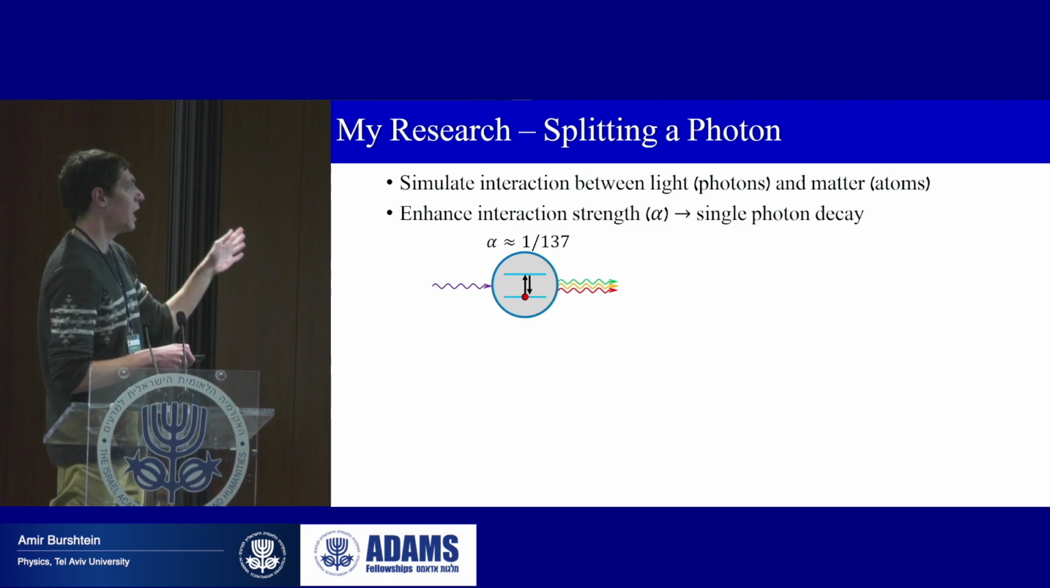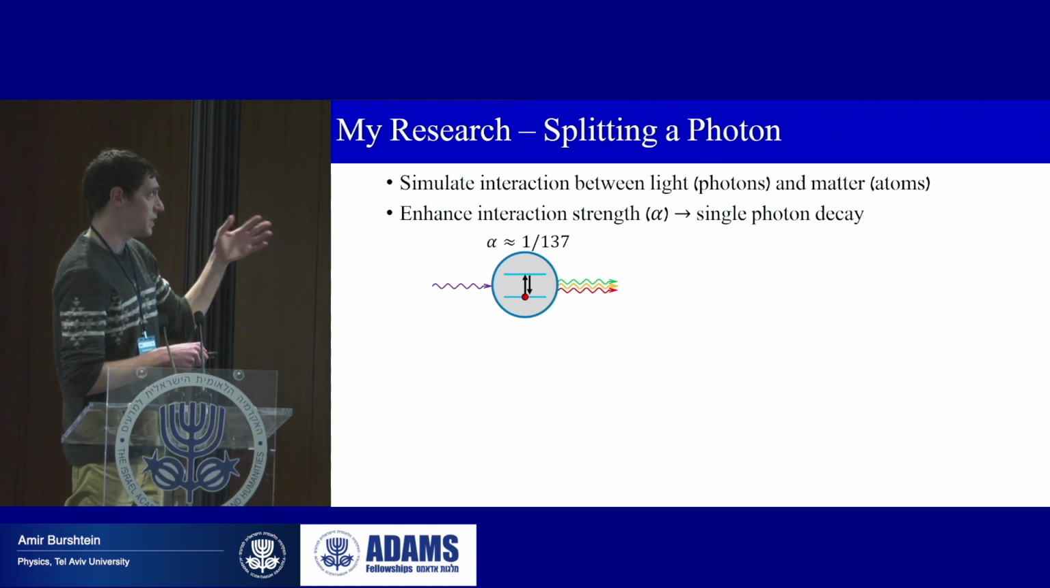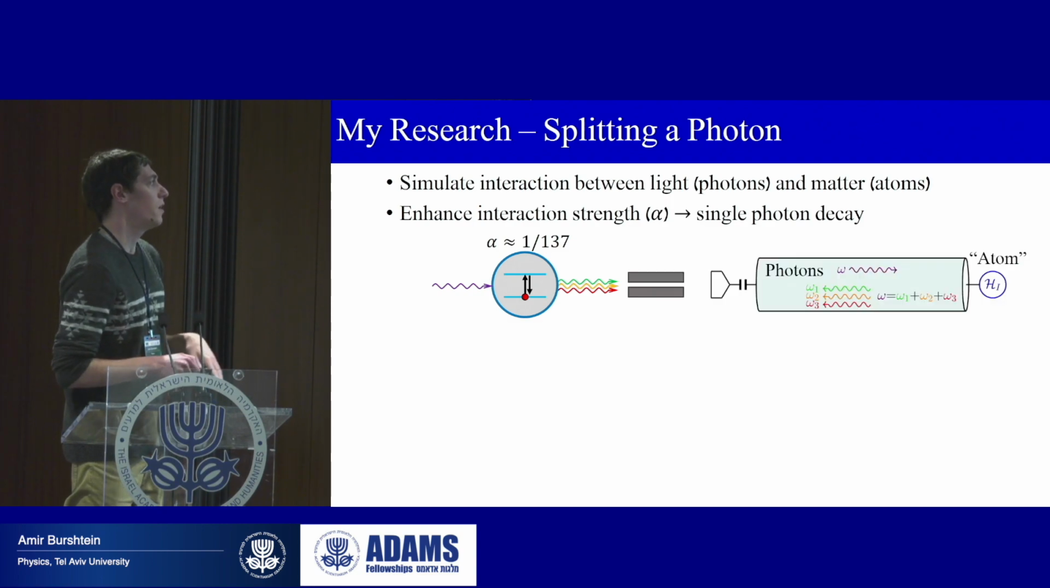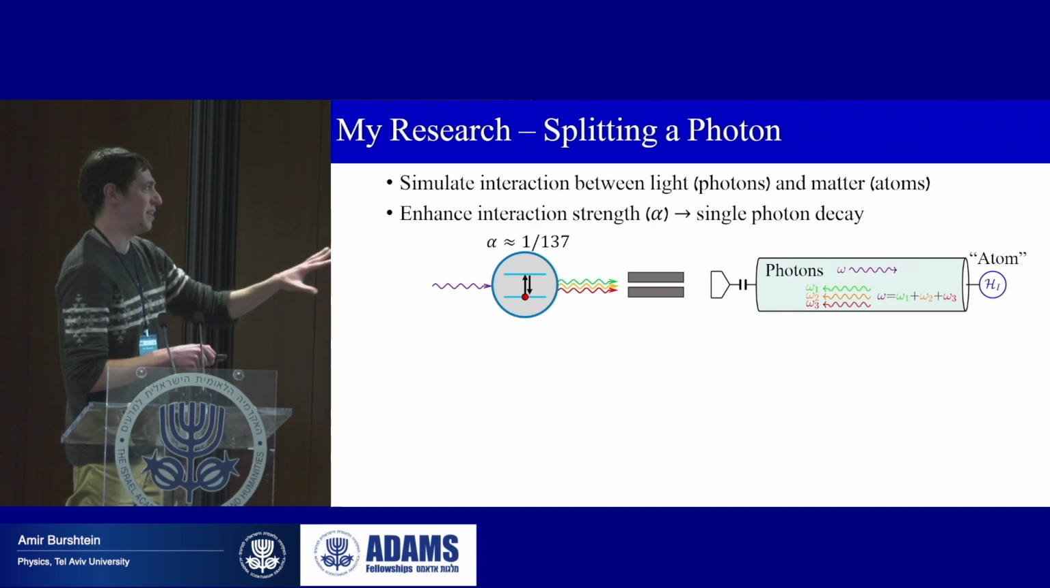So the idea is to somehow design a system in which you increase your alpha, your interaction strength, and then you could see essentially splitting of this single photon to multiple photons. And this is what we do. So by we, I mean the experimentalists we work with that actually build these models.